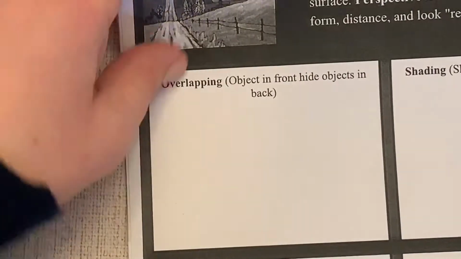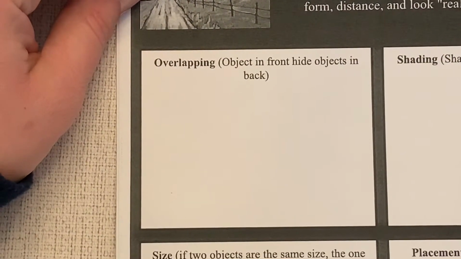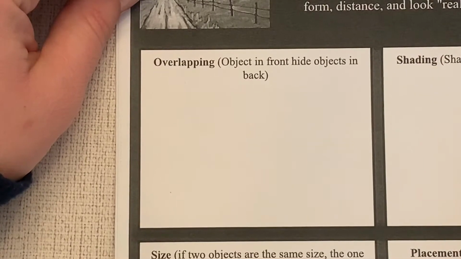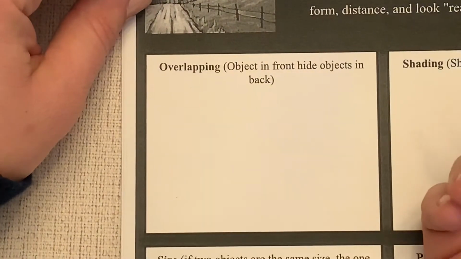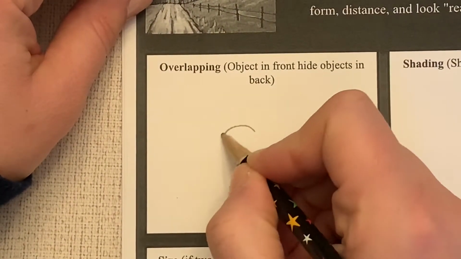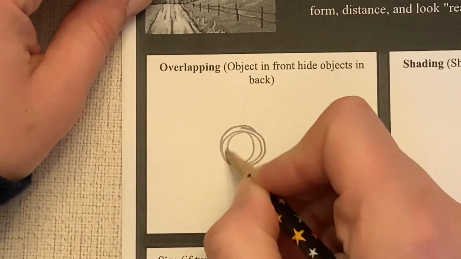Okay, so we're first gonna start off with overlapping, okay? So overlapping is a nice, easy one. If you look up and around the art room and you look at the artwork up on the wall, you'll probably notice that a lot of these artists do use overlapping. So what can overlapping look like? Okay, so we have one object.